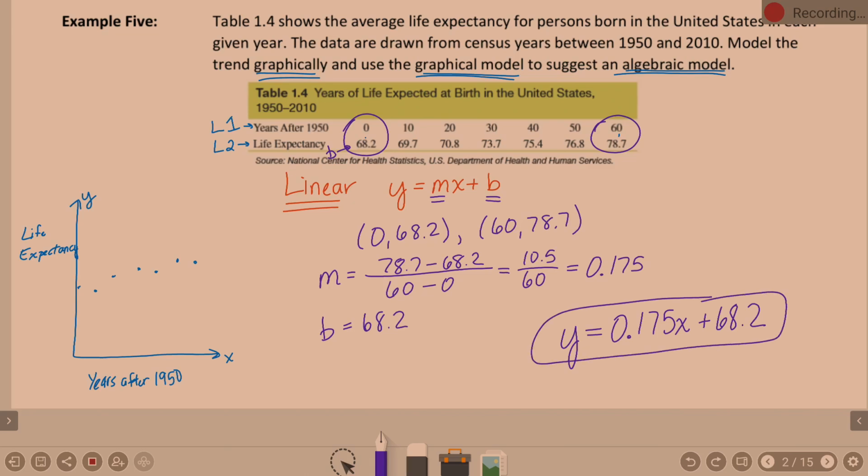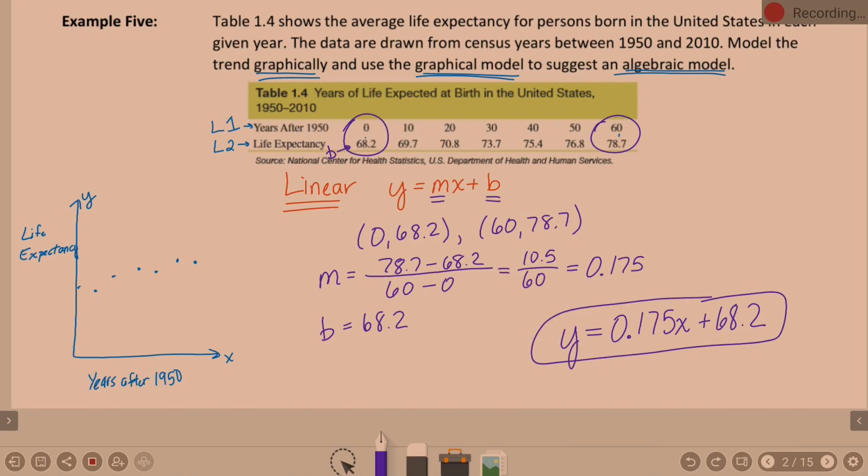Now, let's verify. I think some of you guys were a little hesitant to agree that this is just a line. You guys wanted it to be something fancier, didn't you? Yeah. Okay, but if we go to your y equals and type in that equation we just came up with, 0.175x plus 68.2, you will see that it goes through those points very nicely. Mine does at least.